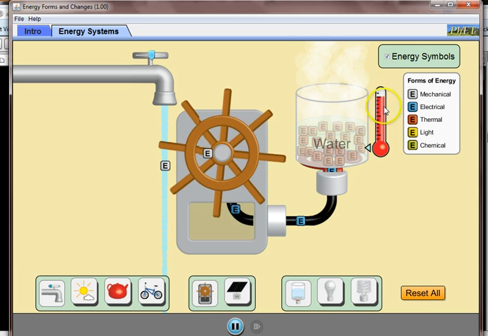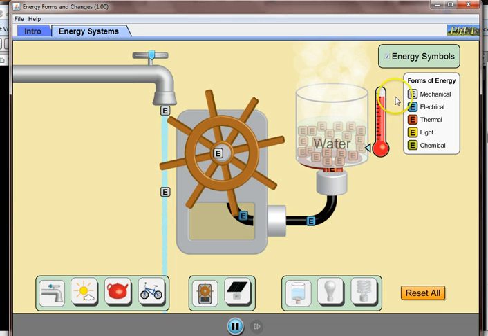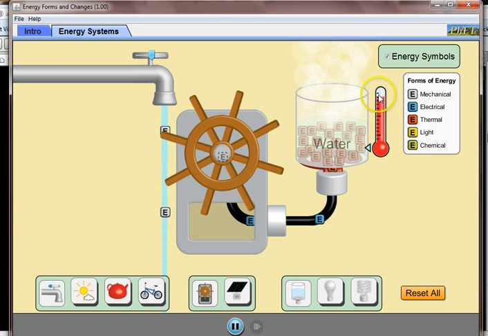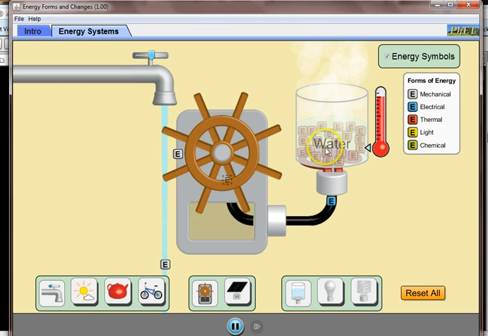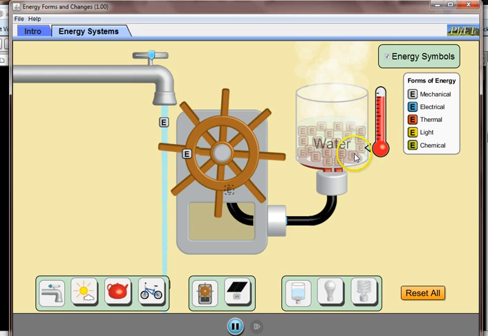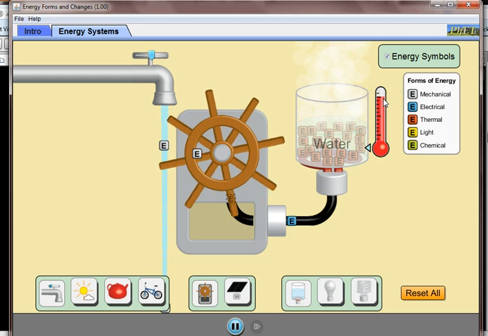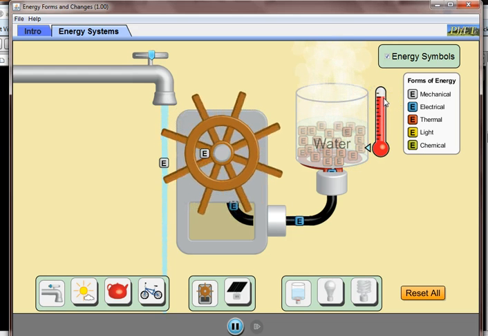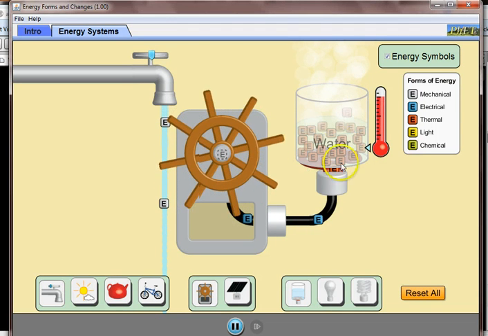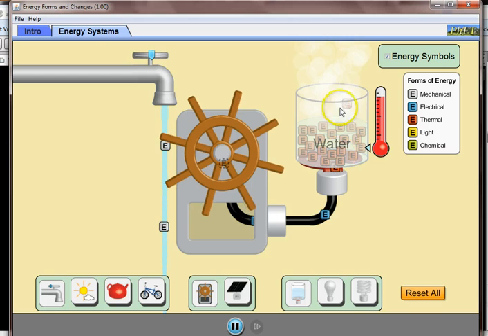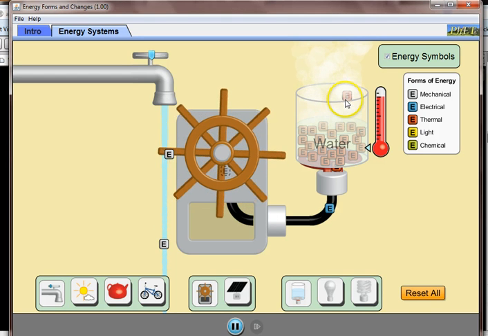The temperature is rising, and after a certain point you can see that the temperature is not rising anymore. This is the boiling point of water. At this point, the temperature is not increasing. You can see that whatever extra energy is coming in is actually escaping. You see that?